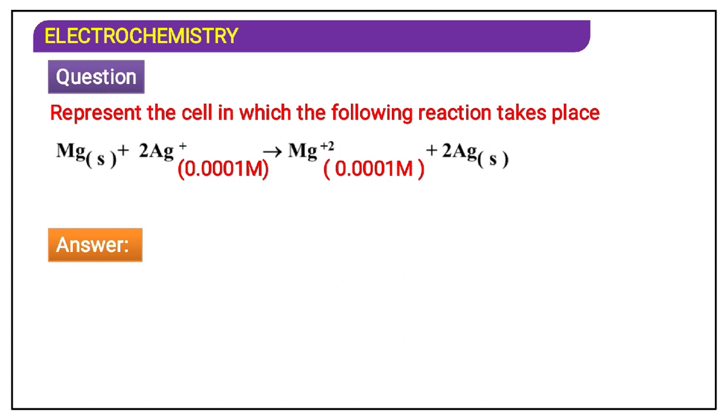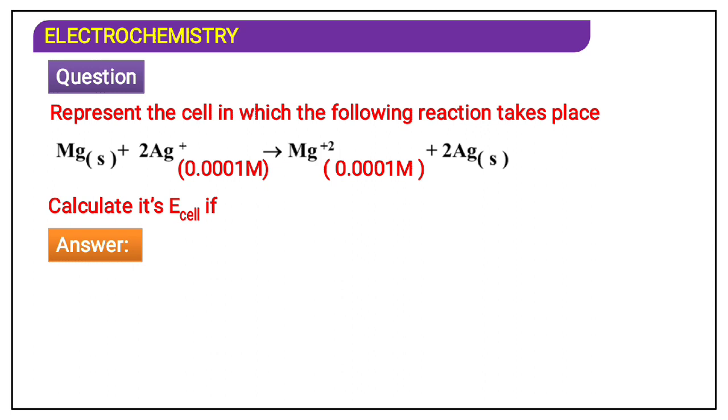Now the question is to represent a cell in which the following reaction takes place. First you have to represent the cell. After representing the cell, you also have to calculate the EMF of the cell. So two problems are given in this question. In the last class we already completed how to write the cell from the equation, so let us start that.